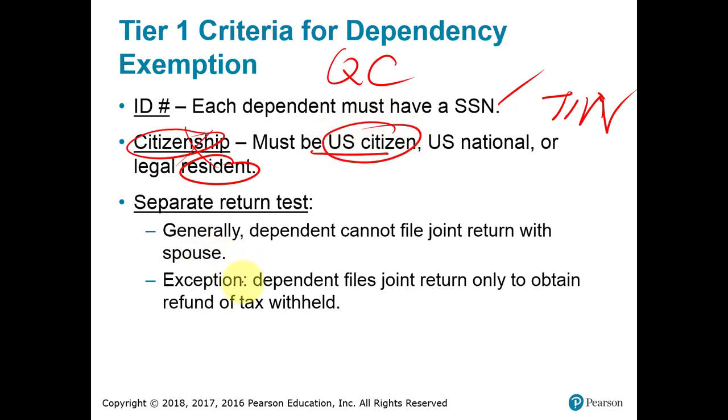And then the dependent you're trying to claim generally cannot file a joint return if married. If the only reason they're filing a joint return, your dependent and the spouse, is just to get back any tax, there's no tax liability, and they're just getting back the taxes that were withheld as a refund. This is a little bit tricky. That's unclear. You got to look at the worksheet in the instruction book.